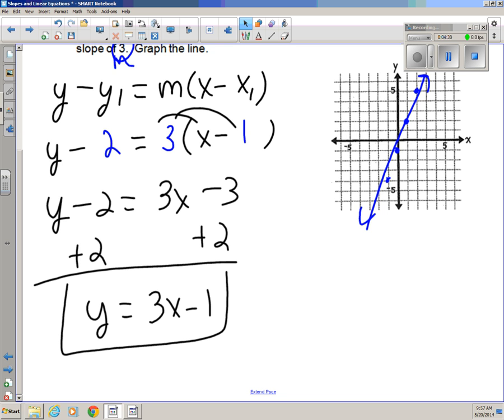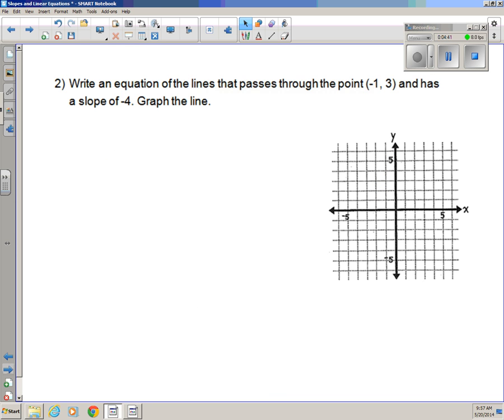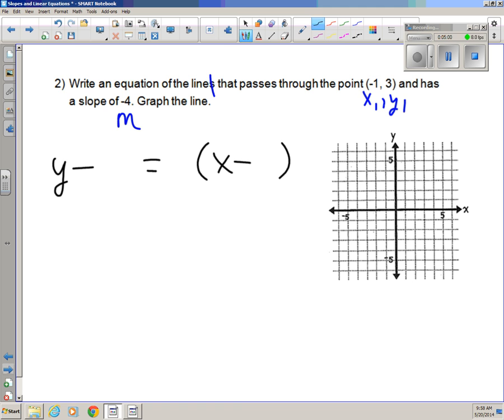Let's try another one. Write the equation of the line, not lines, of the line that passes through the point (-1, 3). There's your x1, there's your y1, and has a slope of -4. Make sure you graph the line. So when you write your point slope form, it's y minus, leave some room, equals, leave some room, parentheses, x minus, leave some room. Your y1 is 3, your m is -4, your x1 is -1.